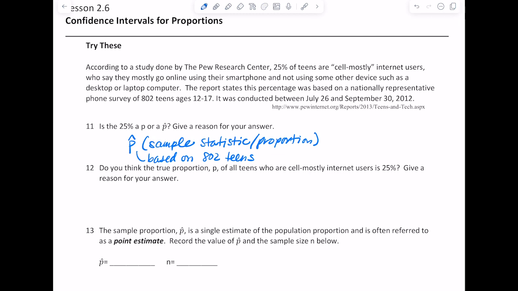Do you think the true proportion P of all teens who are mostly internet users is also 25%? So as we know from discussing in class, every sample is different due to its natural variation, so not exactly, okay? It was a nationally representative sample, however. The sample proportion p hat is a single estimate of the population proportion, and we talked about this in class. That's called a point estimate.